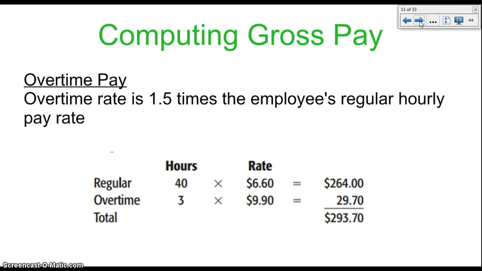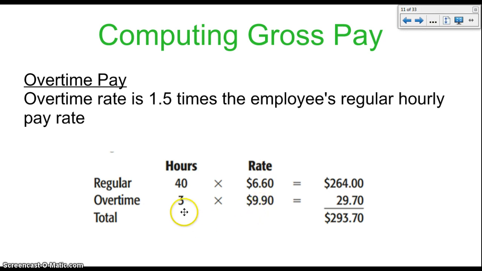Okay. We have overtime pay. So how do you calculate overtime pay? In most cases, overtime is considered if you work over 40 hours a week. And then in most cases, you also get time and a half, or 1.5 times your hourly rate. So down here, we've got our regular hours, so they get $6.60 an hour. So we times that by 40 for their regular pay. And then to find their overtime, we took $6.60 times 1.5 to get $9.90.